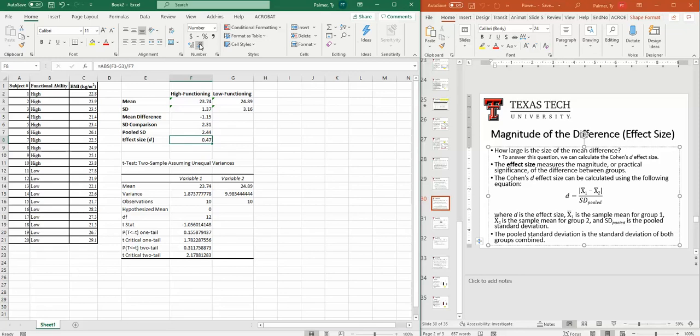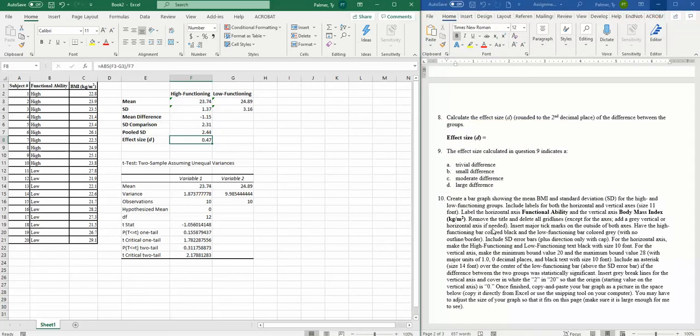And again, let's adjust the decimal to round it to the first 2 decimal spots. If we go back to our Word document assignment, it says to calculate the effect size and round it to the second decimal place. So let's do that. And so we get an effect size of 0.47 in this video. Again, your data is different, so your effect size may be different as well. Just keep that in mind. So effect size equals 0.47.